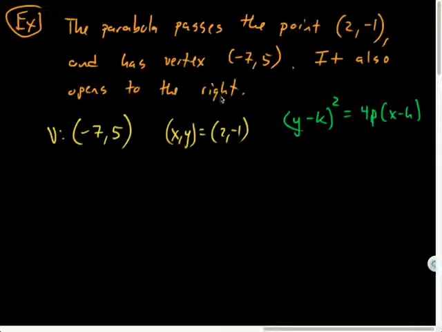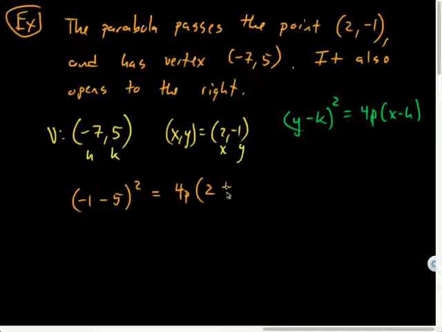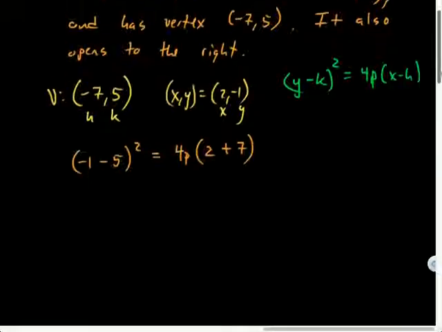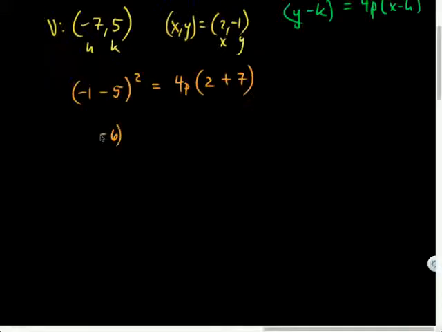I also knew that it opens to the right, which tells me that p will be positive, but I don't think I'll need that just yet. But let's plug in this for h, this for k, this for x, this for y. That takes up 4 of my 5 variables, leaving 1 unknown. That's something I know I can solve for. So let's plug in what we know, solve for what we don't. Classic algebra right here coming at you. So negative 1 minus 5 squared equals 4p, still unknown to us, but that's fine, times 2 minus negative 7 or plus 7. So let's simplify this. So this is negative 6 squared equals 4p times 9.